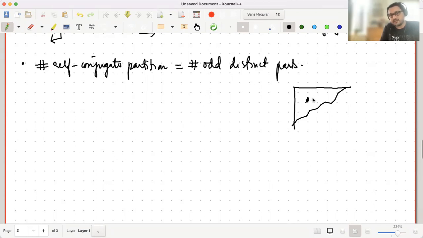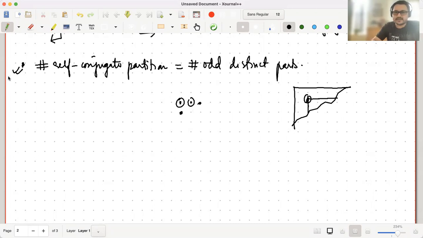The hook length of this dot is the number of dots to its right plus the number of dots to its bottom plus the dot itself. Okay, so for something like this, the hook length for this is 2 plus 1 plus 1. So that means it is 4. And for this, the hook length is 1 since there is nothing below, 0 plus 1. So the hook length is 2. Okay, so you have to work with hook lengths to prove this result.